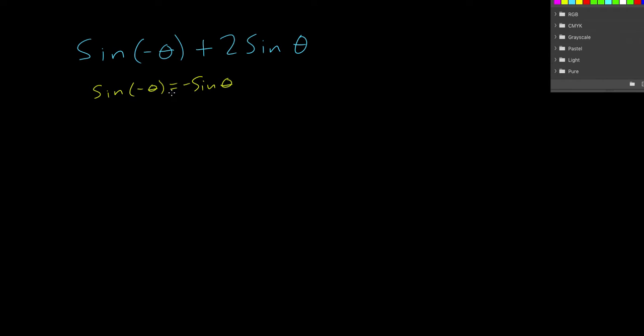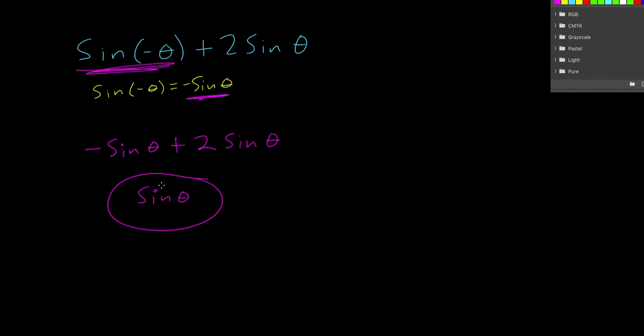And so if we use that, we're going to replace this with this. So we get negative sine theta plus 2 sine theta. So that's really just negative 1, positive 2. So we just end up with sine theta, or just 1 sine theta.